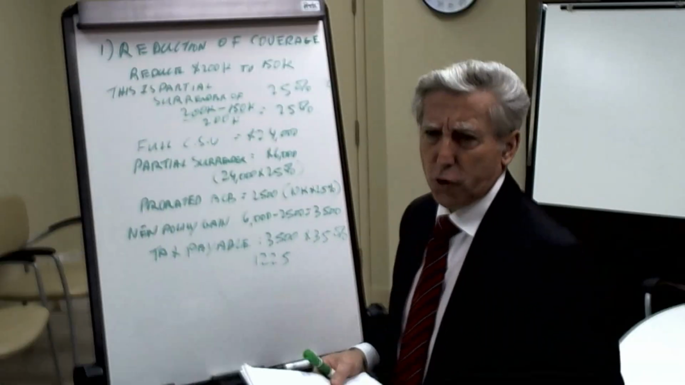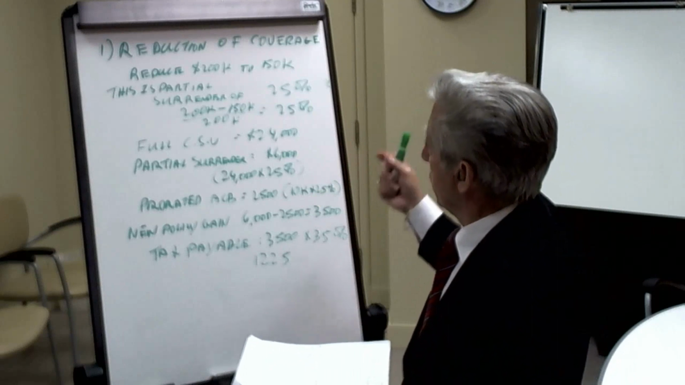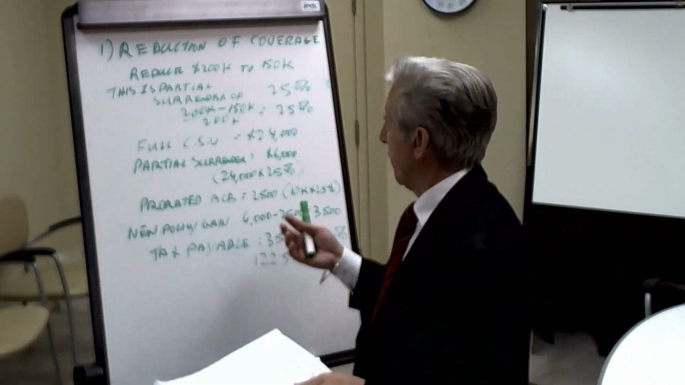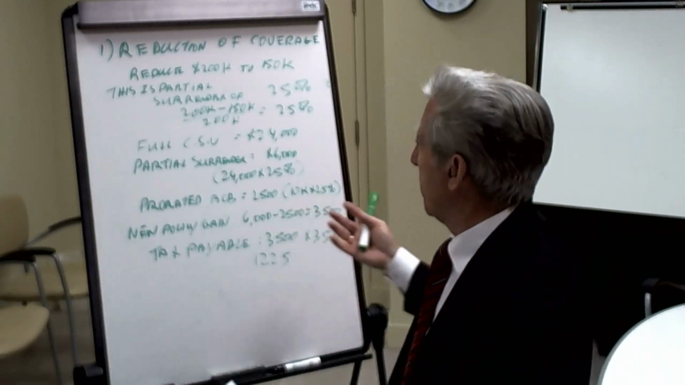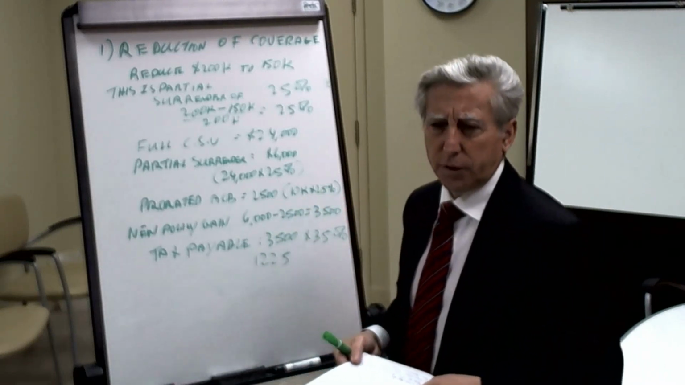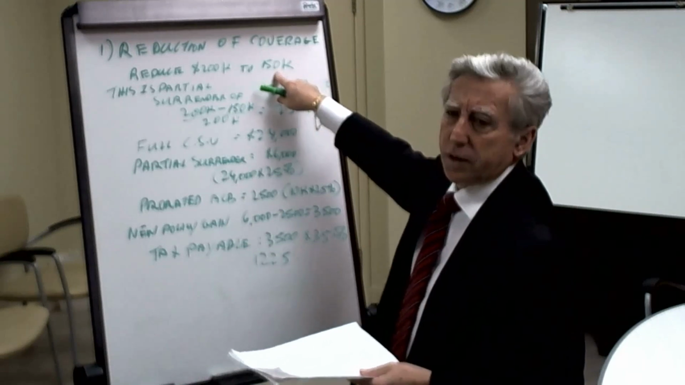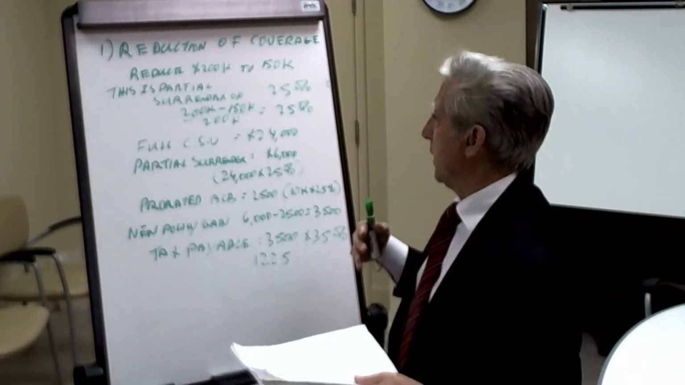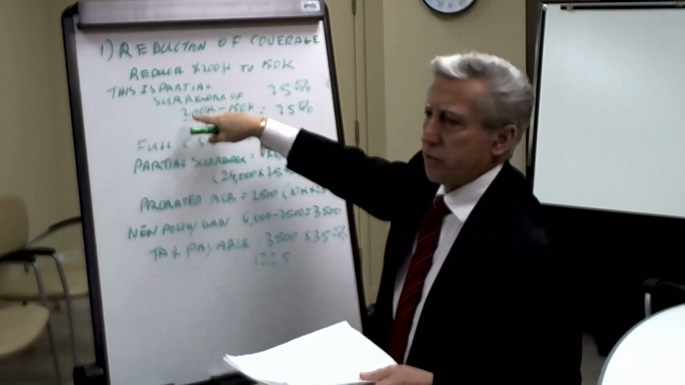So let's go through the first one now, which is reduction of coverage. You remember that we said that Jessie had a $200,000 life insurance policy, and she said, I don't think I need $200,000 anymore. I think all I need is $150,000. So we're going to go from $200,000 to $150,000. So obviously now what we've got is a partial surrender.